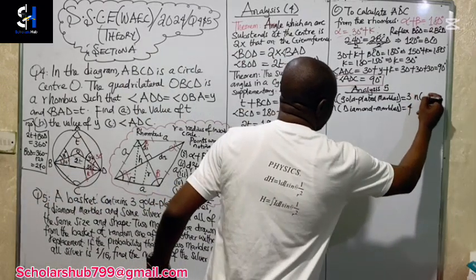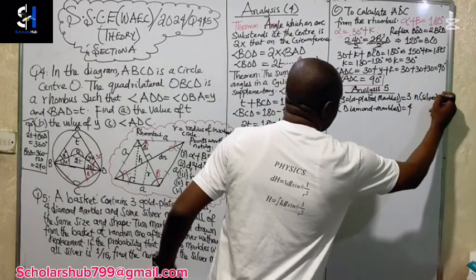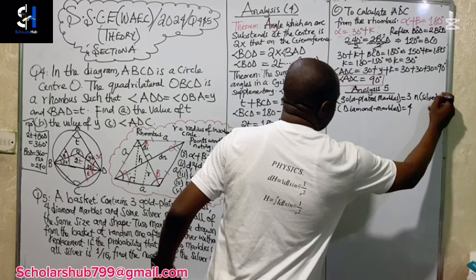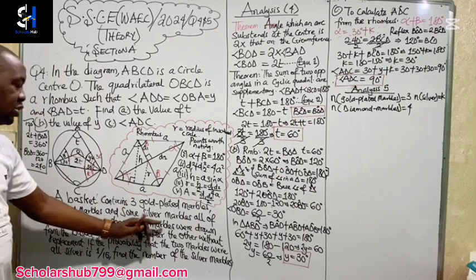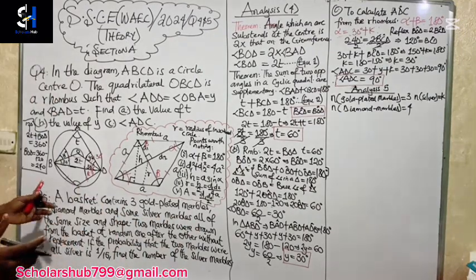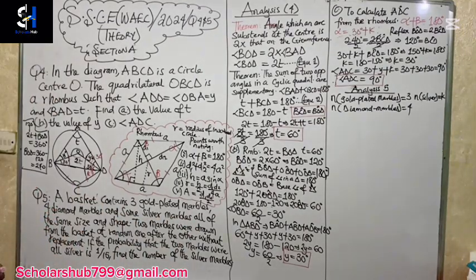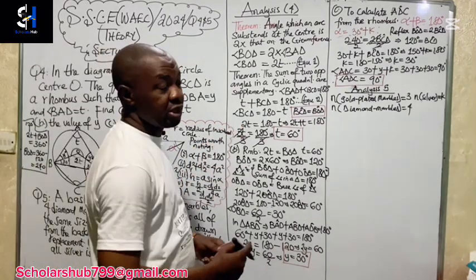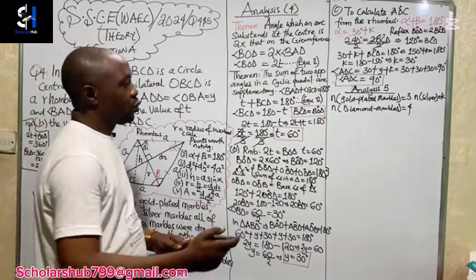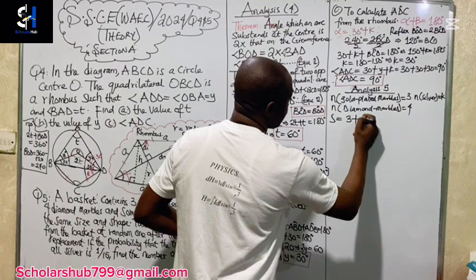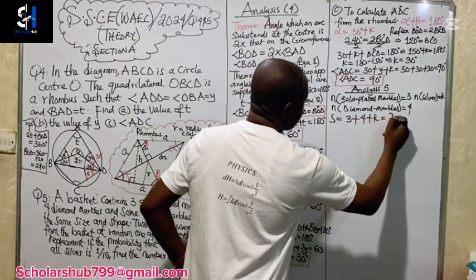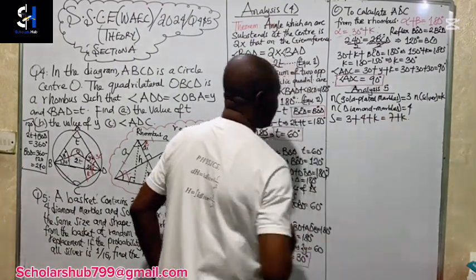But the number of silver, let's represent that as K, because we have here that some silver marbles are all of the same size and shape. So in this case, the sample space, which is the list of all possible outcomes, will be 3 plus 4 plus K, and that will be 7 plus K.